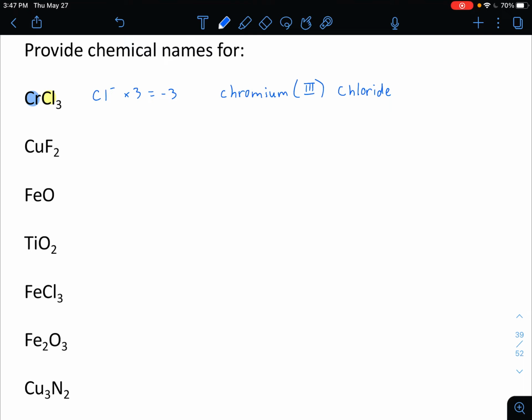And so I don't need trichloride, right? We don't use prefixes like that. The Roman numeral tells me, hey, chromium is +3, so knowing that chloride is -1, that tells me chromium 3 chloride means CrCl3. So now in our kind of pseudo-balanced equation, it's Cr3 plus 3Cl minus makes CrCl3.